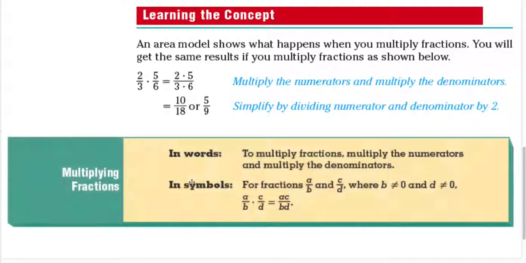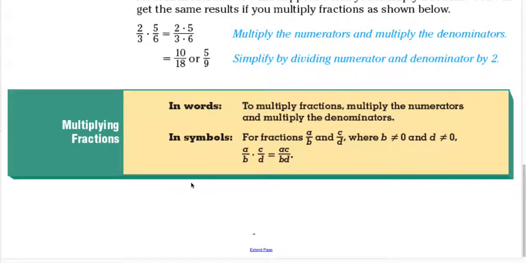Which brings us to the rule of multiplying fractions. To multiply fractions, multiply the numerators and multiply the denominators. So in symbols, for fractions a over b and c over d, where b is not equal to 0 and d is not equal to 0, again, these are just restrictions so that our fraction will not become undefined, you simply multiply a and c, so that becomes ac over bd. Multiplication of numerators and multiplication of denominators.